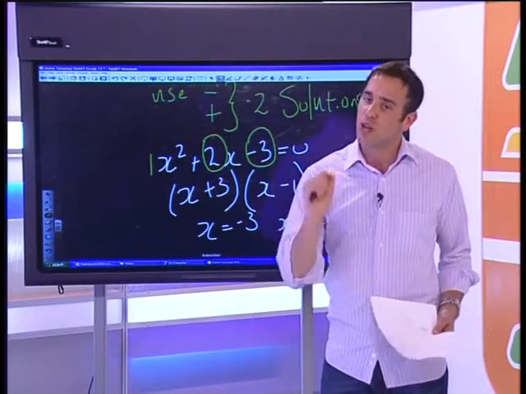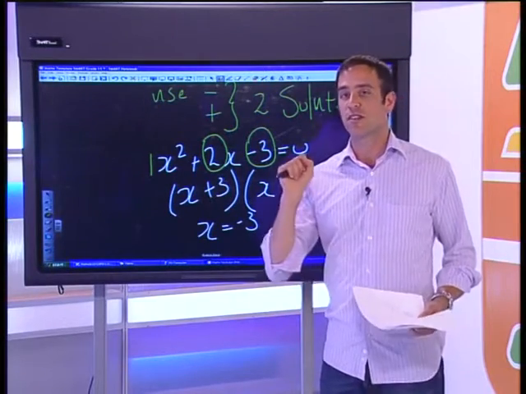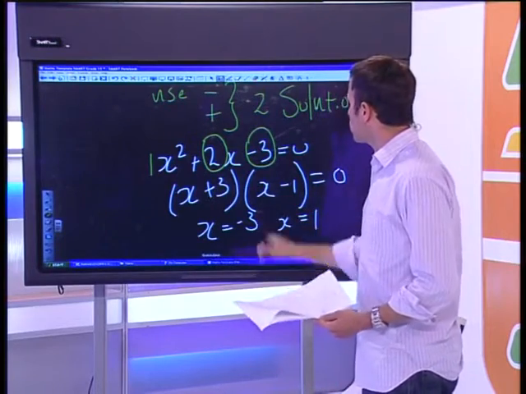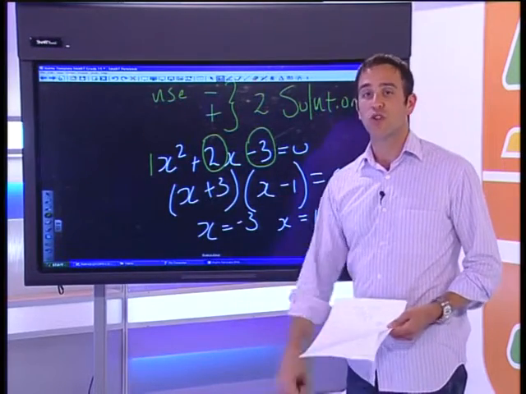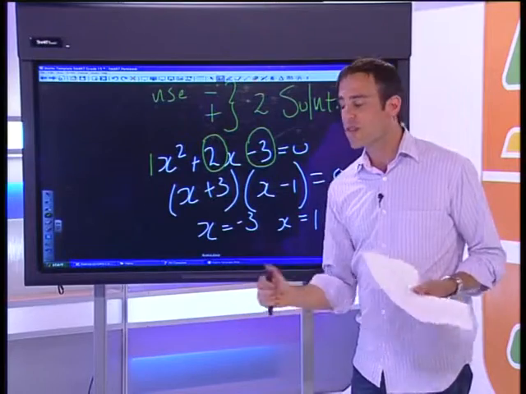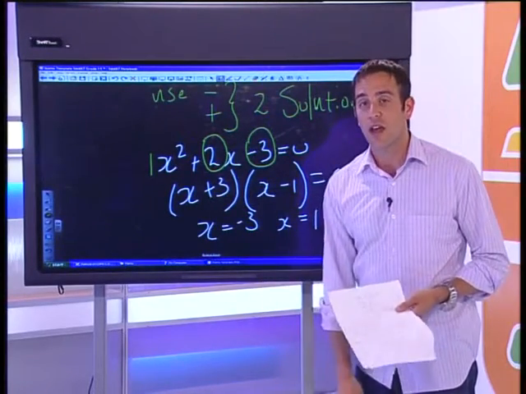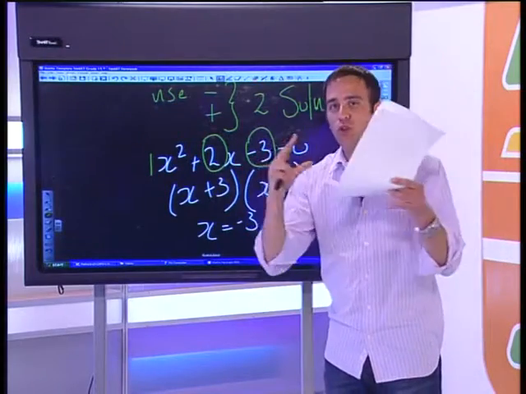And if you've used your calculator correctly, and you've plugged things into the formula correctly, you will end up with an answer of x equals minus 3 when you use either the plus or the minus, and your second solution will be x equals 1. Okay, so that's just kind of putting it all together.